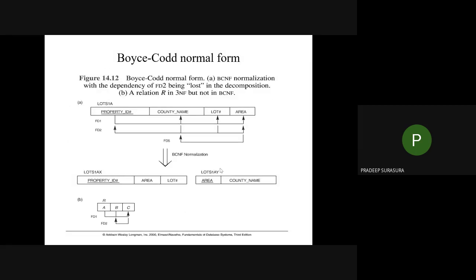Now imagine one more dependency arrives, like area determining country name. So based on area determining country name. Imagine in certain countries, no matter whatever the area may be, the size will be fixed. The size will be fixed, the price will also be fixed. In certain countries we have that kind of norm. So then we observe that area will be determining country name.